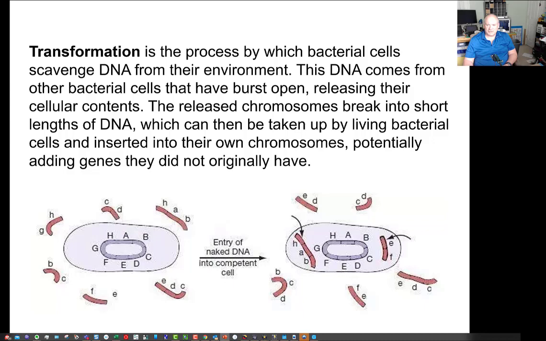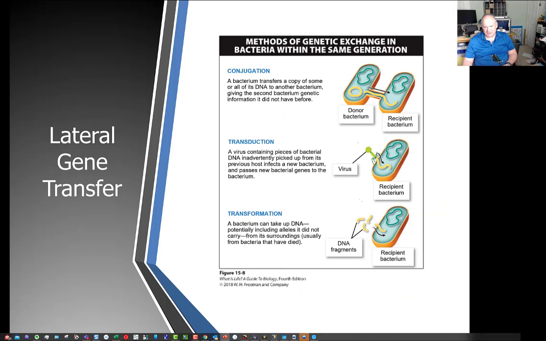Transforming DNA is where you can have DNA sequences in the environment, and the competent cell, in other words, one whose membrane is such that it can take in that DNA, acquires the genes. We usually refer to these three together as lateral gene transfer. In other words, it can change genetic information either through conjugation, through viruses, which we call transduction, or transformation, by just having the DNA in the environment. And that's pretty much all I really want you to know about that.